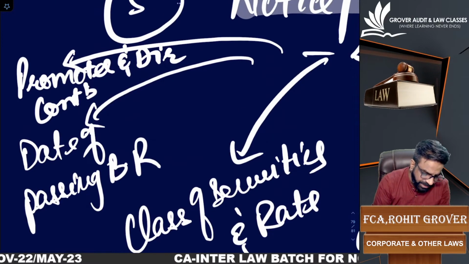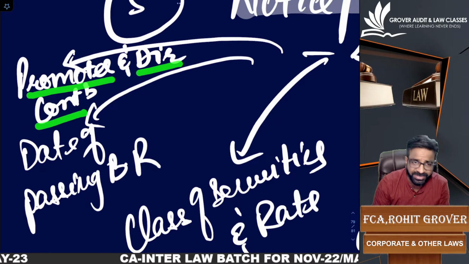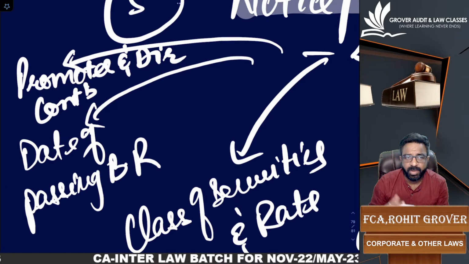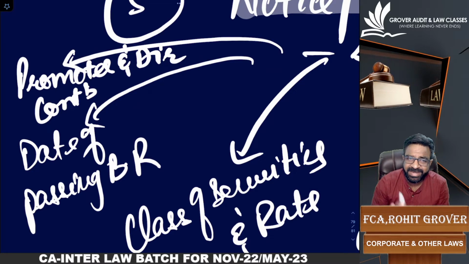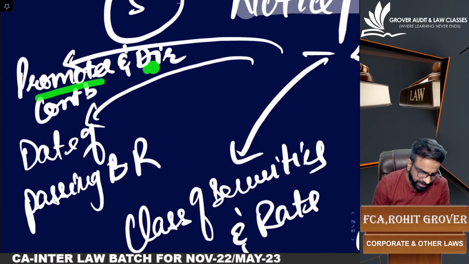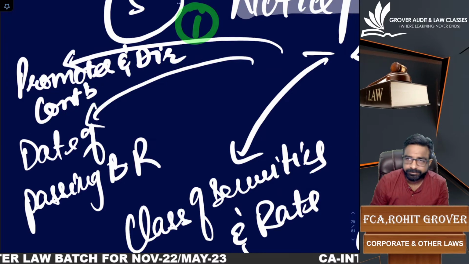How many shares in the private placement are going to be taken up by the promoters and directors. How many shares promoters are going to take and how many shares directors are going to take? That is called promoter and director contribution. Is point number one clear, everyone?